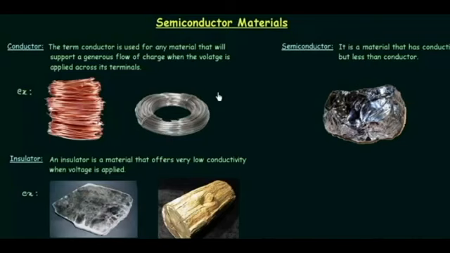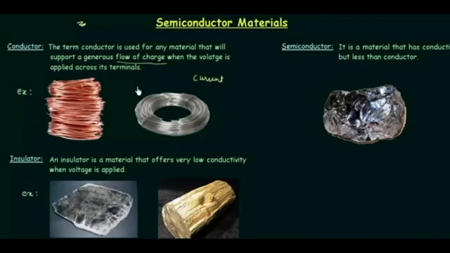So first we will complete the semiconductor materials before going to diode and BJTs. So let's start with it. The first topic is conductor. The term conductor is used for any material that will support a generous flow of charge when the voltage is applied across its terminals. We already know the flow of charge through a cross-sectional area in the given time is called current.